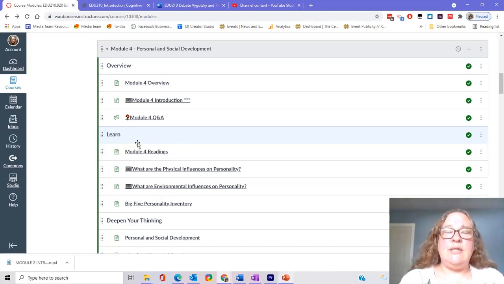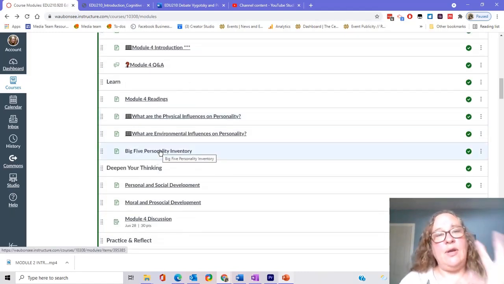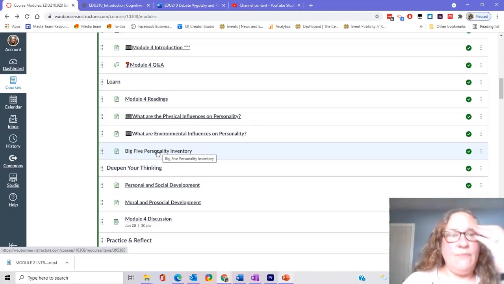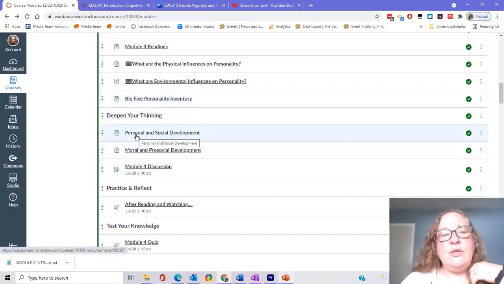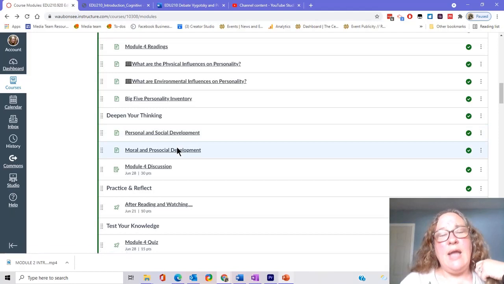Then there are influences that come from the environment: from your family, from your extended family, from your peers, and then finally from school, influences that help you to develop your personality in school. Because there are lots of theories about it, we're going to take a personality inventory and learn to understand ourselves. Then we're going to look at personal and social development, and the theories and ideas behind how you develop as a person and how you develop socially.